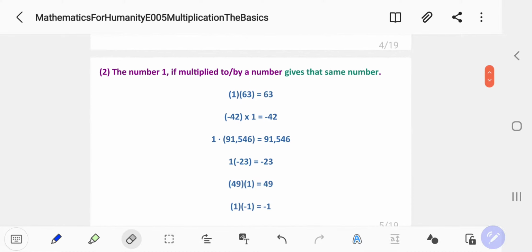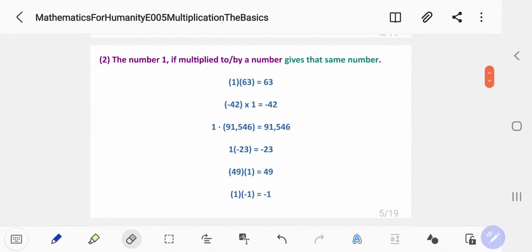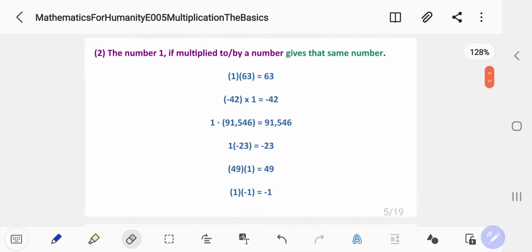Rule number 2. The number 1, if multiplied to, or if multiplied by a number, gives the same number. This is rule number 2.